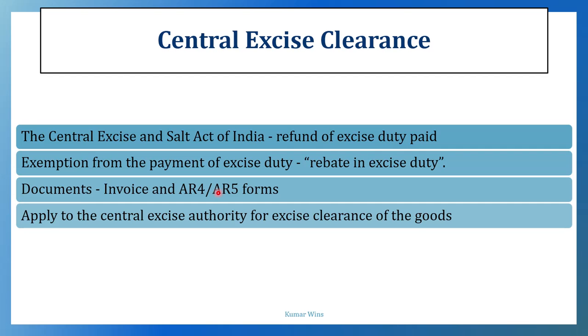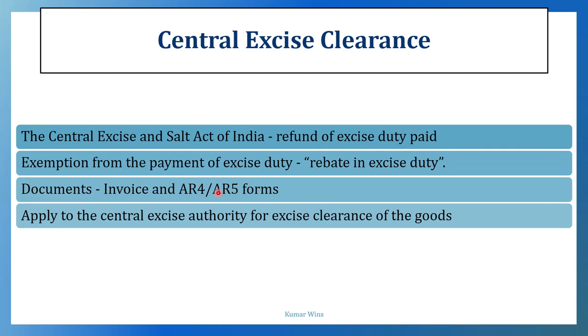Which superintendent of central excise has to be chosen for submission of these documents? Very clearly, the one who has jurisdiction over the premises of the exporter, and these forms have to be submitted within 24 hours of the removal of the consignment. The superintendent examines this form, AR4 or AR5 form, and if they are satisfied, they sign the form and return it to the concerned persons.